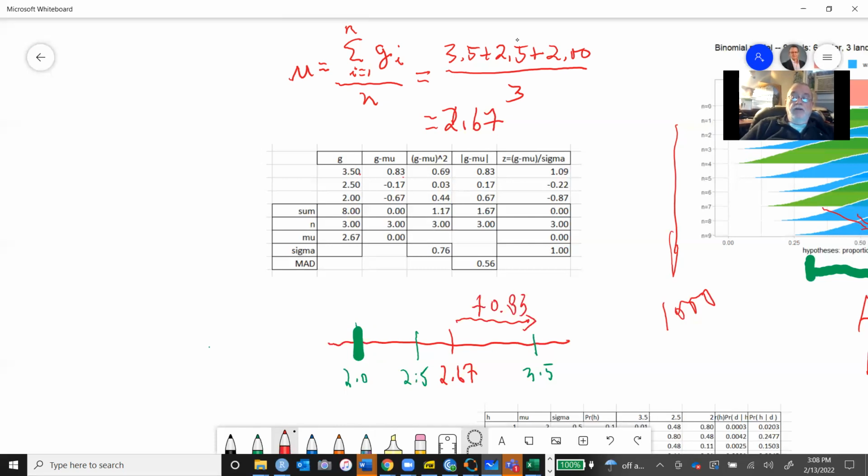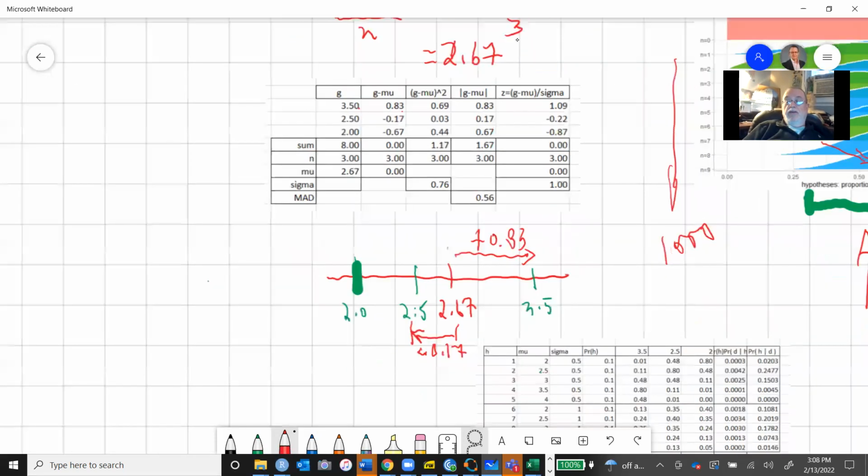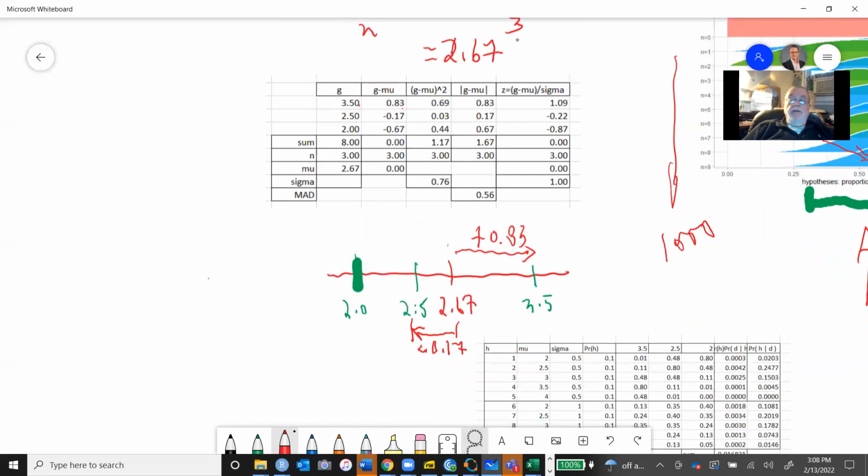But the 2.5 is below the 2.7. 2.7 is like a benchmark. It is below by a grade point number of minus 0.17. And the 2.0 is well underwater there, 2/3 of a grade point underneath.